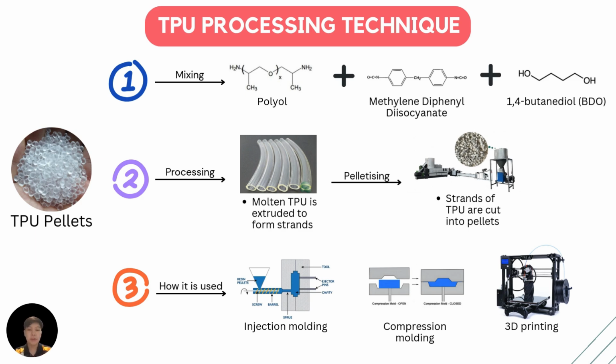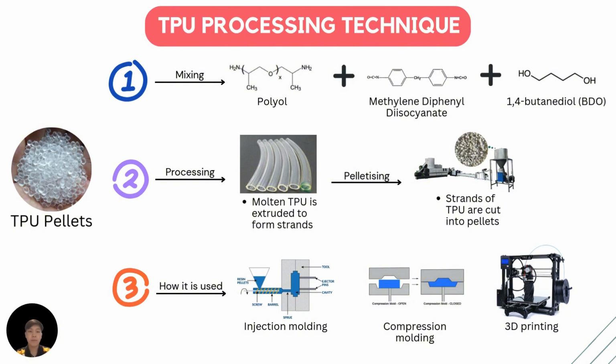Compression molding is where molten TPU is placed into a mold and compressed under heat and pressure to form a thin, uniform sheet or shapes. This process is widely used for creating durable, elastic products such as flexible films or protective layers. Lastly, 3D printing is where TPU is melted and deposited layer by layer, enabling the creation of complex, customizable designs for applications ranging from prototyping to advanced manufacturing.